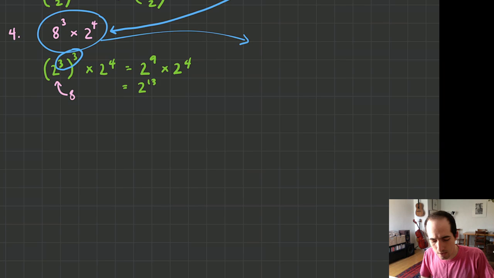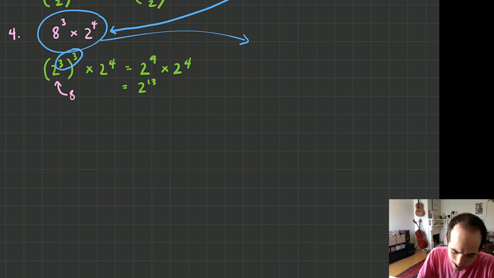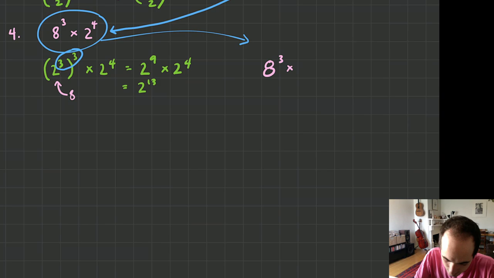So maybe you saw the 8 and the 2 and you said, I like 8 more than 2, so I'm going to try to put it with a base of 8. Well, let's see what happens when we do that. I'll keep the first one. I've got 8 to the power of 3 times... well, 2 to the power of 4 is 16. 2 to the power of 3 is equal to 8.